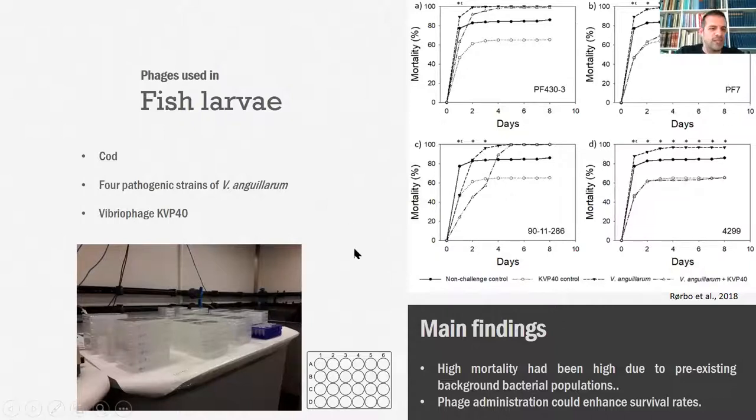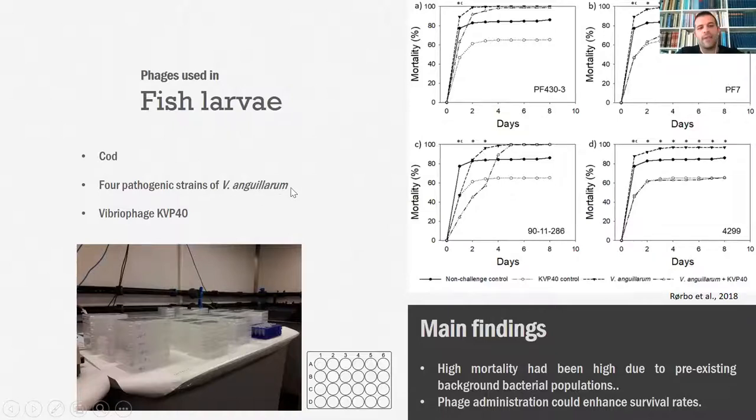So what we did is that in an experiment later on, we used 24 well plates, these plastic plates that you can see over here. Each of these wells contained one fish egg. In this particular case, it was cod. And then we tried to infect these eggs with some already isolated and characterized pathogens, Vibrio anguillarum in this case.